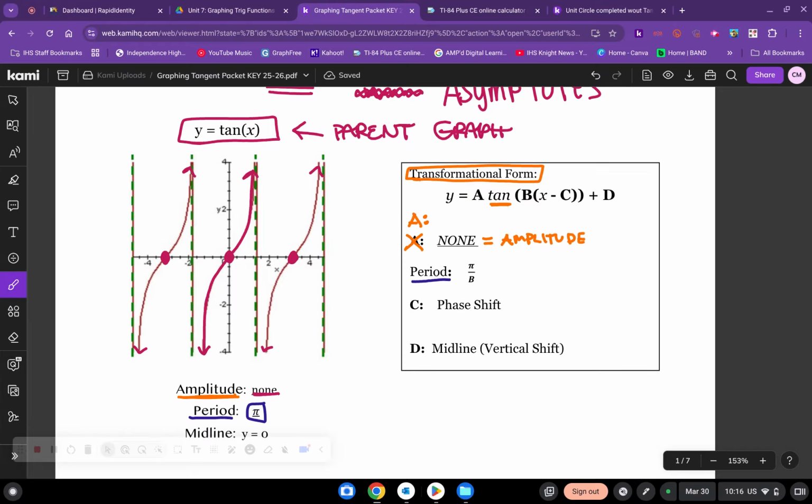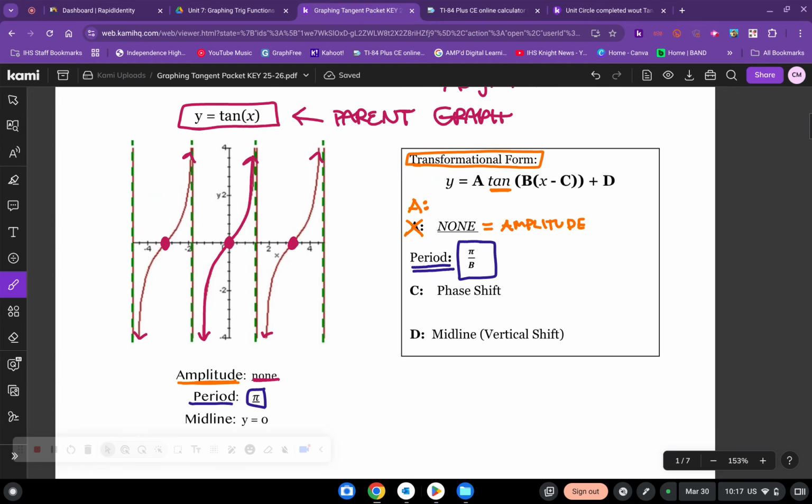So in order to find the period, this is the formula that I will use. It is pi divided by b. For sine and cosine, it was 2 pi divided by b. But for tangent, in order to find the period, I use the b value, but I use this formula, pi divided by b.